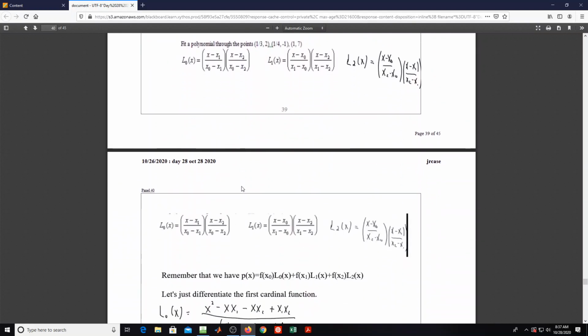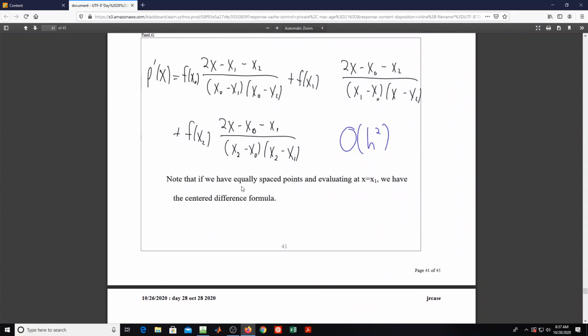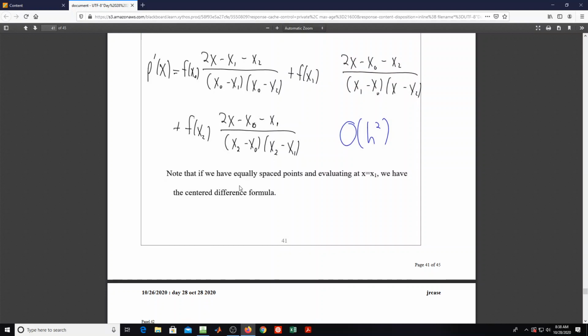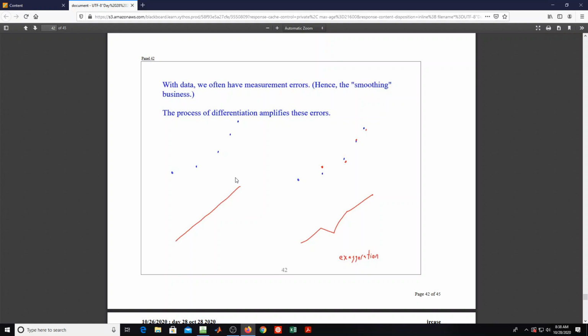The downside is that you can't, anyway, so you can do the interpolating polynomial and do the approximation. And if you actually have equally spaced points, these are just h squared and 2h, and so you just get the same center difference formula. But if they're unequally spaced, you can use those. So there are formulas you can use for that.